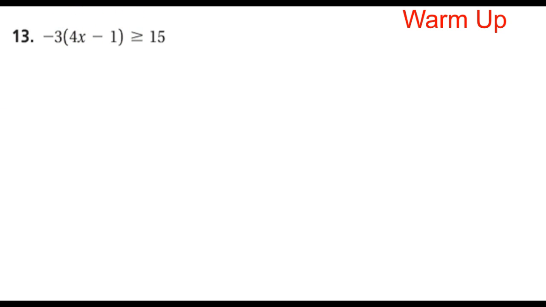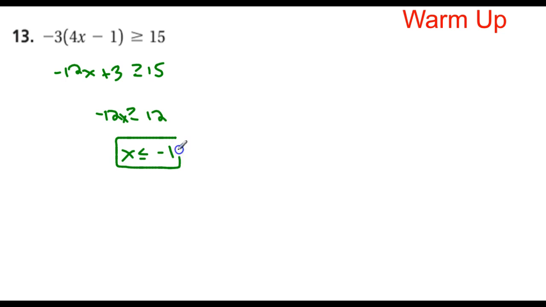Do the distributive property here. Since you've got those parentheses, you get negative 12x plus 3 is greater than or equal to 15. So negative 12x, don't forget the x, is greater than or equal to positive 12. So x must be less than or equal to negative 1. Flip the sign because we're dividing by negative 12 at the end.